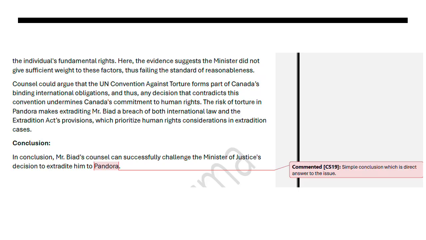So again, at last, counsel could argue that the UN Convention Against Torture forms part of Canada's binding international obligation. The risk of torture in Pandora makes extraditing Mr. Biad a breach of both international law and Extradition Act provisions, which prioritize human rights considerations. So, conclusion. Now, the conclusion should always be a very simple, direct answer to the issue. So in conclusion, Mr. Biad's counsel can successfully challenge the Minister of Justice's decision to extradite him to Pandora.